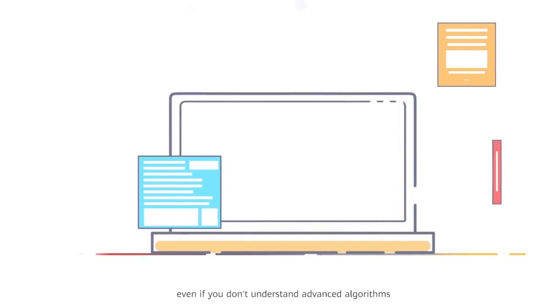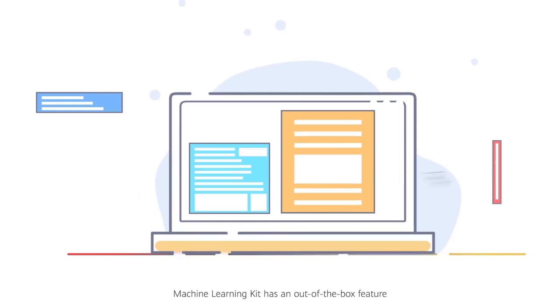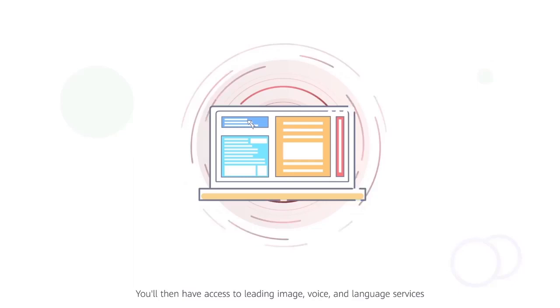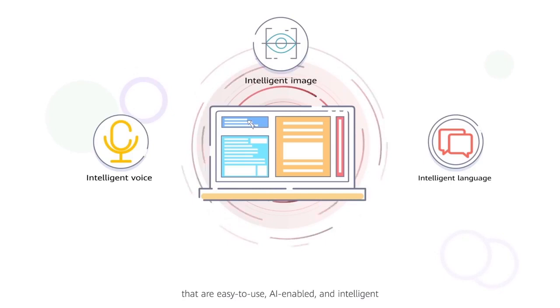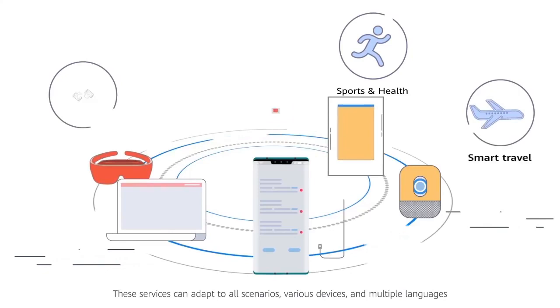Even if you don't understand advanced algorithms, Machine Learning Kit has an out-of-the-box feature, so you only need to integrate its SDK into your app. You'll then have access to leading image, voice, and language services that are easy to use, AI-enabled, and intelligent. These services can adapt to all scenarios, various devices, and multiple languages.